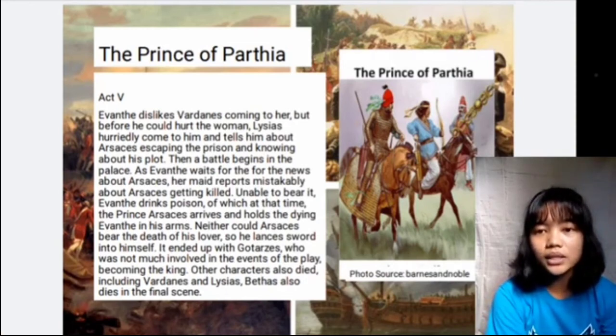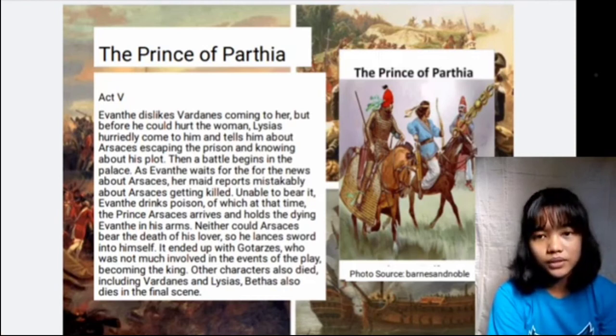As Ivan waits for the news about Arsaces, her maid reports mistakenly about Arsaces getting killed. Unable to bear it, Ivan drinks poison, at which time the prince Arsaces arrives and holds the dying Ivan in his arms. Neither could Arsaces bear the death of his lover, so he lands his sword into himself.